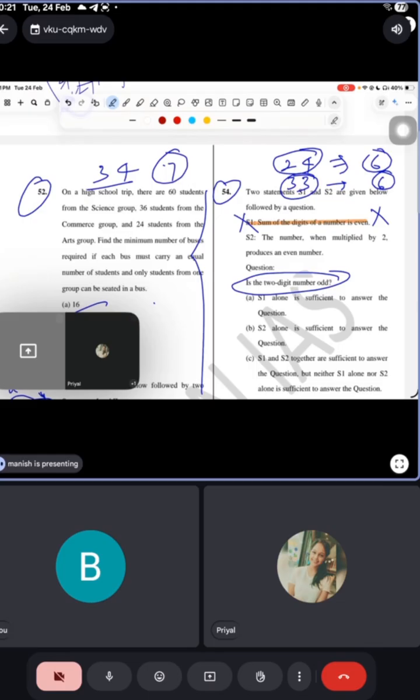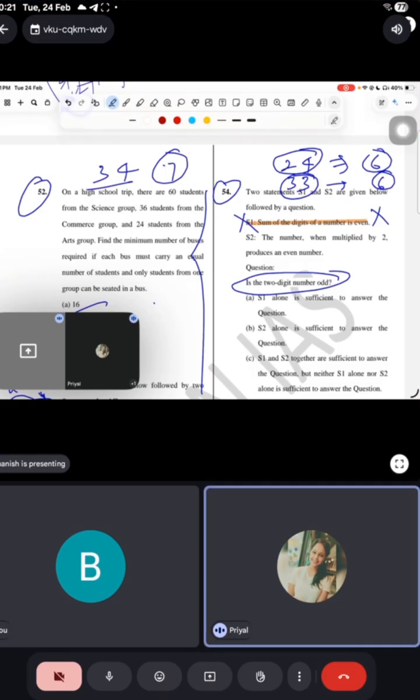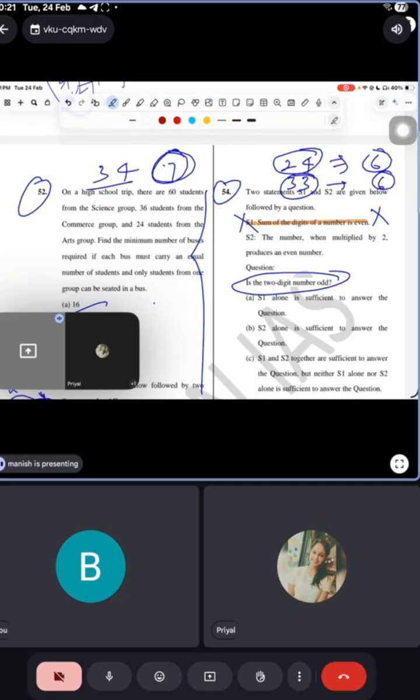But Priyal, it should be true in all cases, right? You are getting it in one case. I am telling you it should be proved in all the cases, guys. When the question says "is", not "can", it means it should be proved in all the cases. But here you are getting odd, and here you are getting even, so that cannot be sufficient.